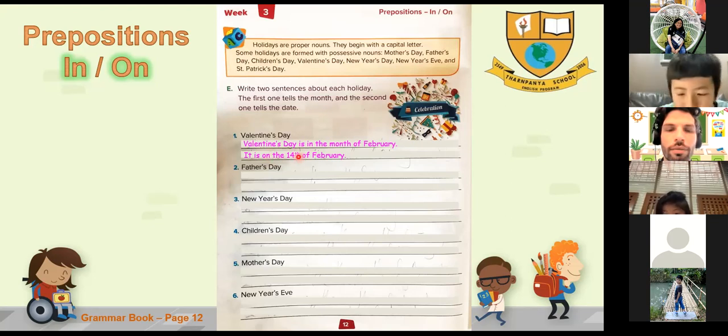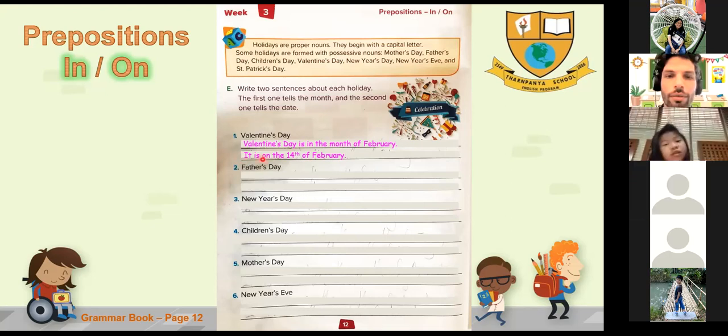So again, in the first example, we use the preposition in before the month of the year. And in the second example, we use the preposition on before the date. Okay, we can also say Valentine's Day is on the 14th of February. Let's wait a bit so everyone can finish, and then we will take a look at number 2.